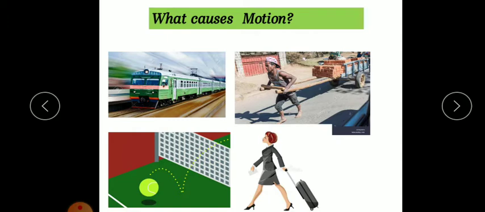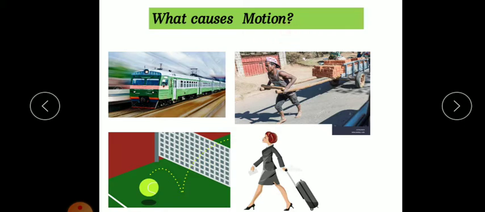So in the previous chapter we learned what is motion, and we learned some terms related with motion such as distance, displacement, speed, velocity, acceleration, then retardation. So now my question is, what causes motion? How do objects move? In these pictures you can see all objects are in motion. Then how do these objects move? Yes, it is because of force.